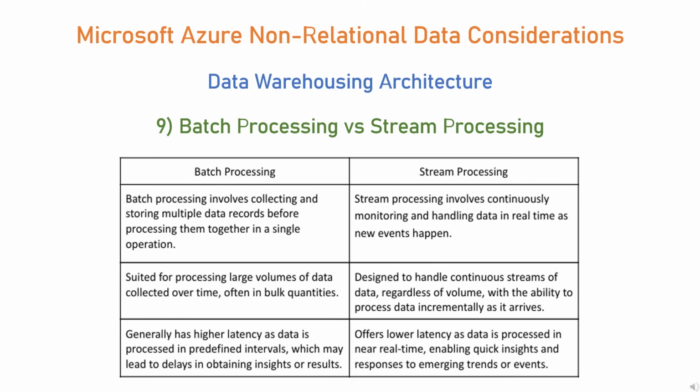Batch processing generally has higher latency as data is processed in predefined intervals, which may lead to delays in obtaining insights or results. Stream processing offers lower latency as data is processed in near real time, enabling quick insights and responses to emerging trends or events.